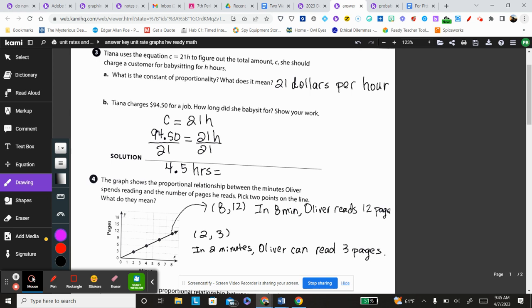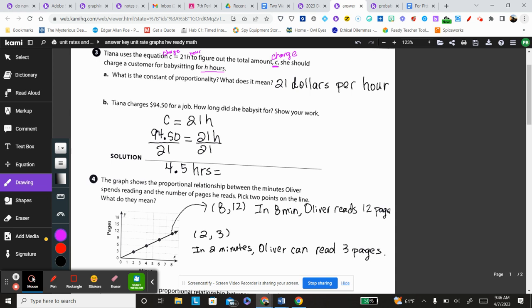All right, Tiana uses the equation C equals 21H to figure out the total amount C. C is the total amount she could charge a customer for babysitting for H hours. So C is basically what she's going to charge. So what is she charging per hour? You can look at the equation and tell. What is she charging per hour according to the equation? She's charging $21 per hour. You can see it right there. That's her unit rate, okay?